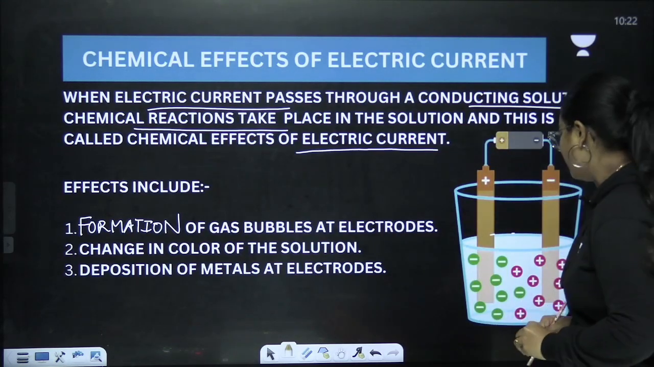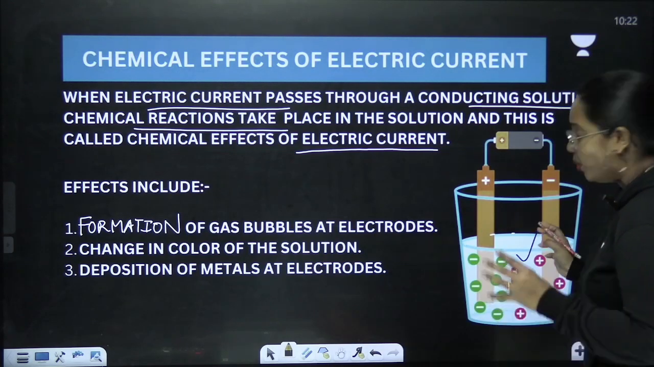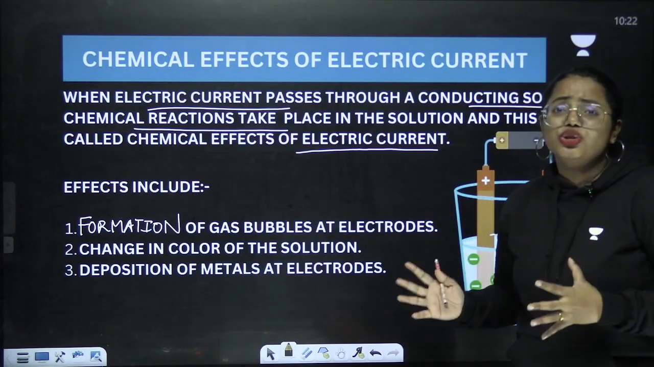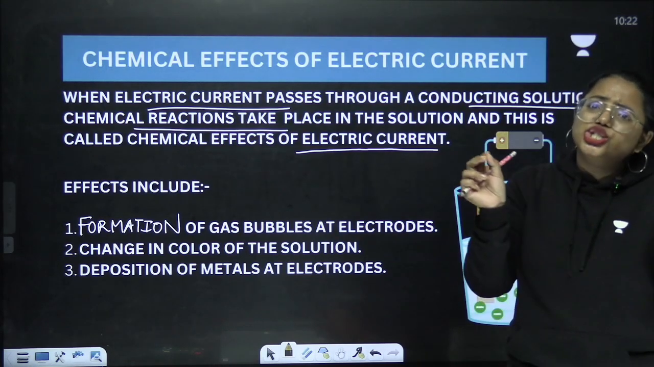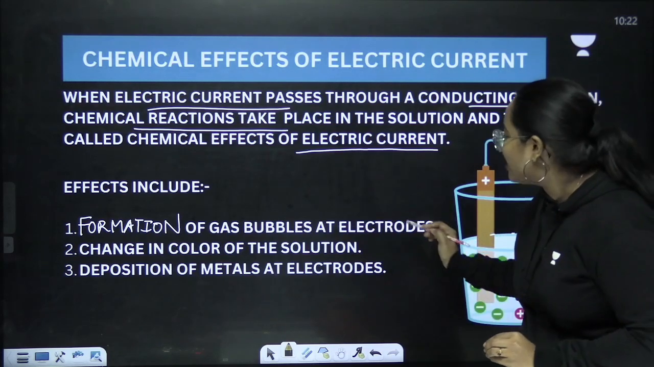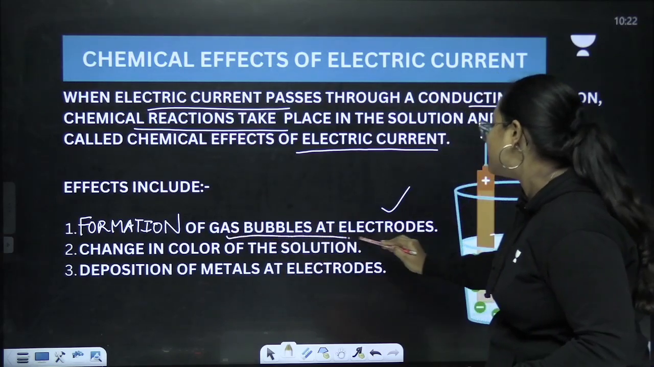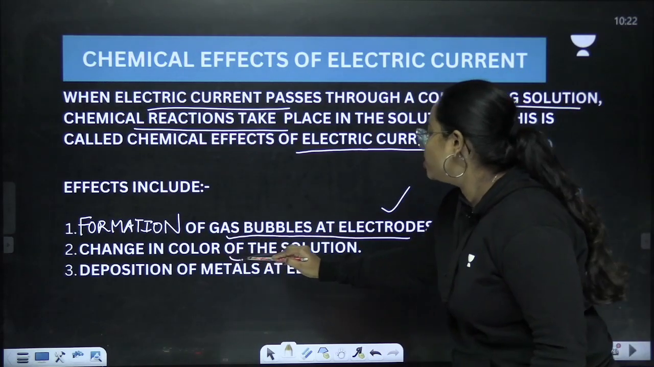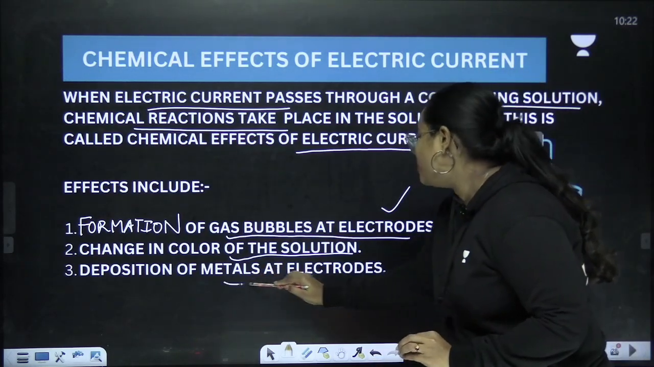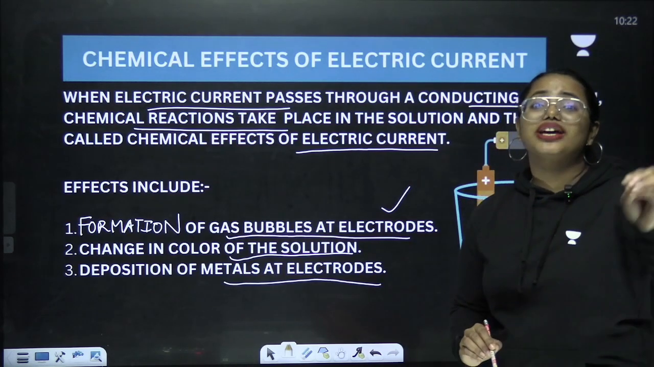So let's take an example here. Let this be the conducting solution. When current passes through this conducting solution, what happens? It actually undergoes a chemical reaction. Due to this chemical reaction, various changes can be seen. What are the different changes that can be seen? Look at it. Formation of gas bubbles at electrodes. This is a very, very important one. Then change in color of the solution. Change in color can also be observed. And deposition of metals at electrodes. So deposition of metals can also occur.